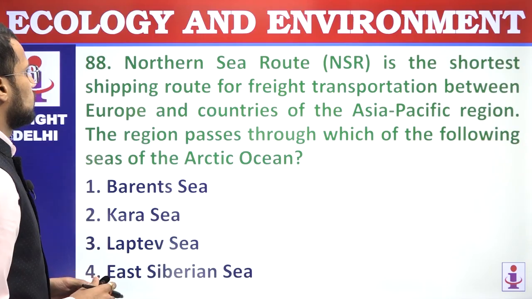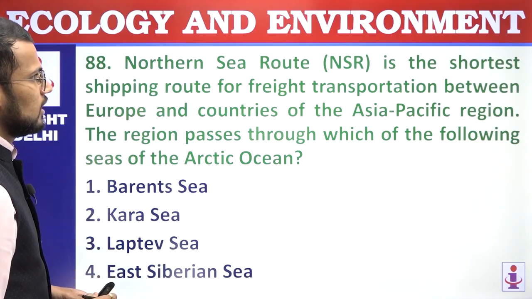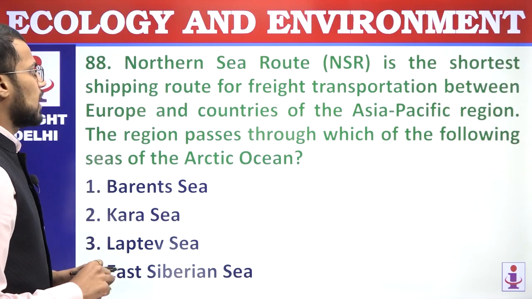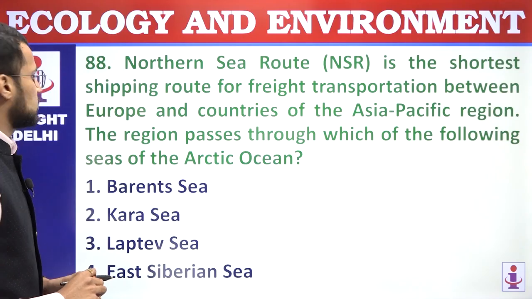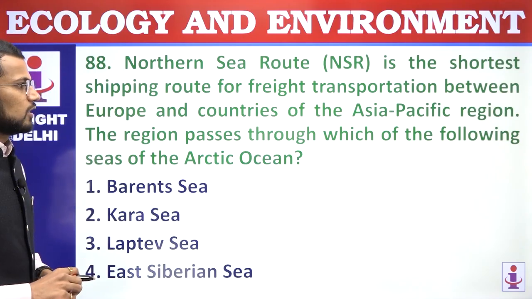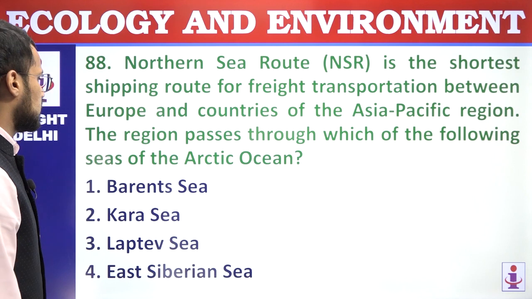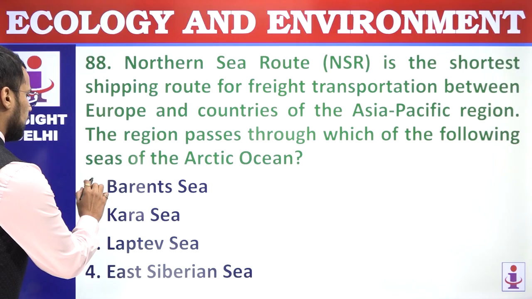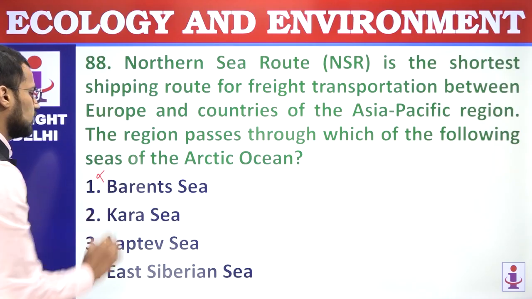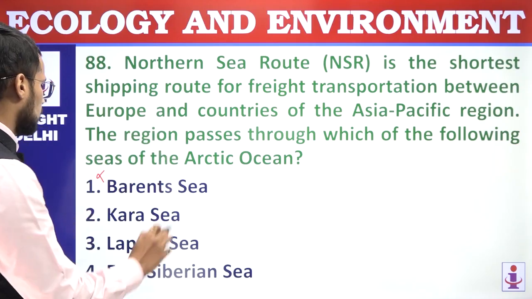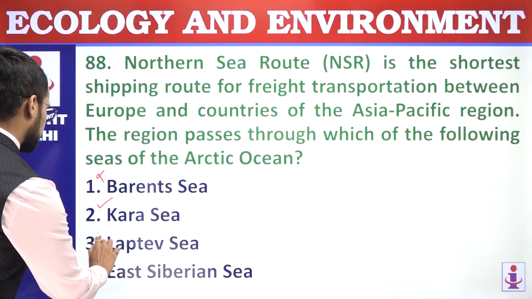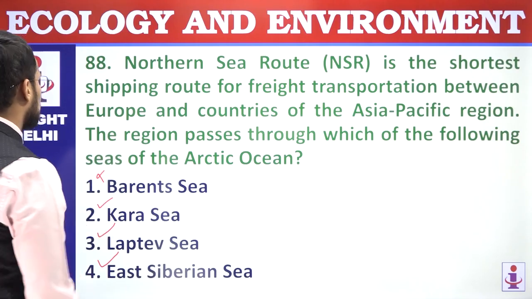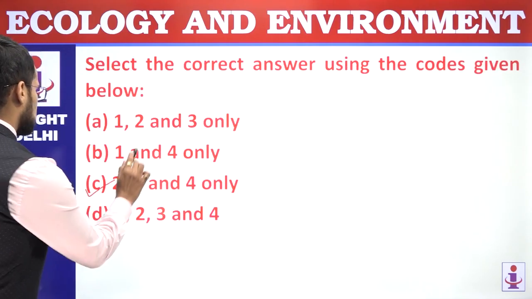Next, 88. Northern Sea Route, NSR, is the shortest shipping route for freight transportation between Europe and countries of the Asia-Pacific region. The route passes through which of the following seas of the Arctic Ocean? Barents Sea is not covered by this Northern Sea Route. Otherwise, Kara Sea, Laptev Sea and East Siberian Sea are covered. So, answer is 2, 3 and 4 mentioned in option C.